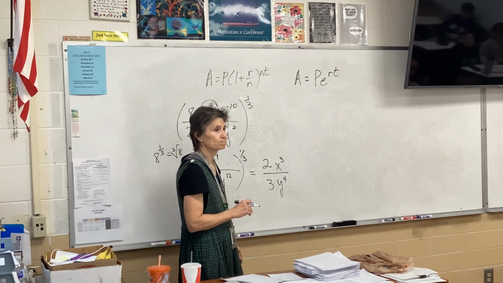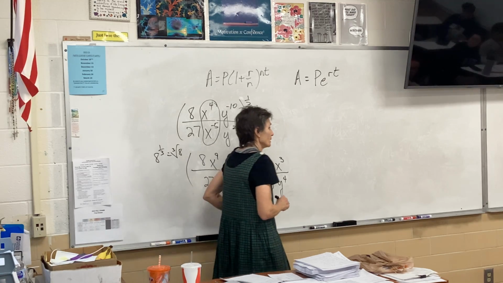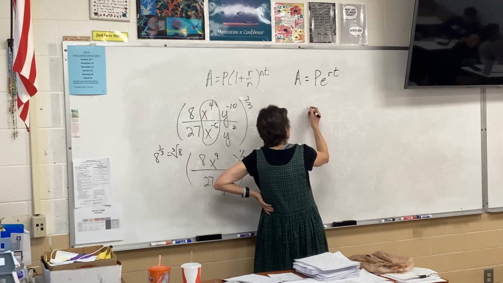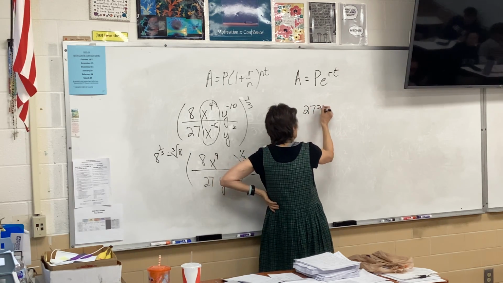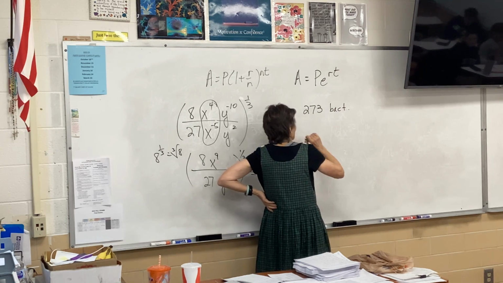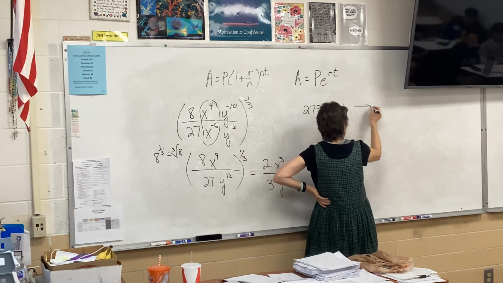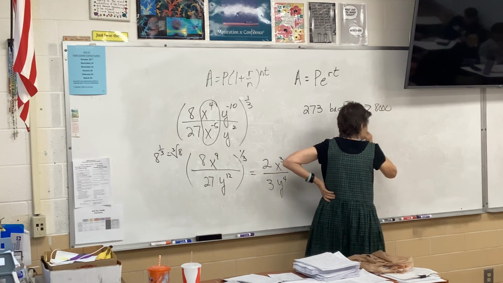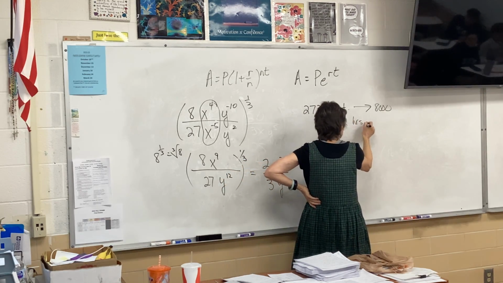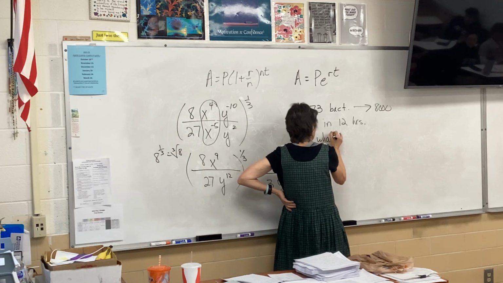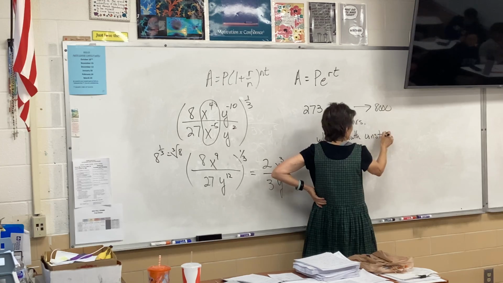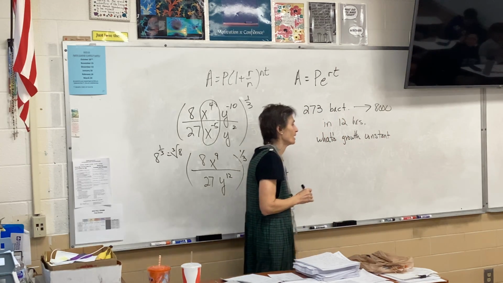Okay, so let's say we have, I'm not going to write out complete sentences and everything, but let's say we have 273 bacteria, and they're going to grow into, so I start with that many, but they're going to grow into 8,000 bacteria. And it's going to take them 12 hours to do that. So the question is, what's the growth constant? That's the rate. That's what we call the rate, the growth constant.